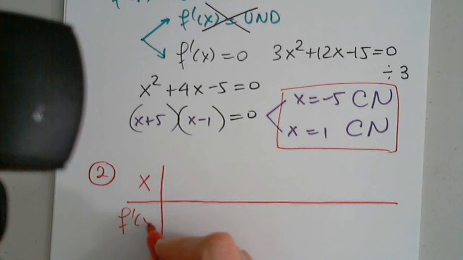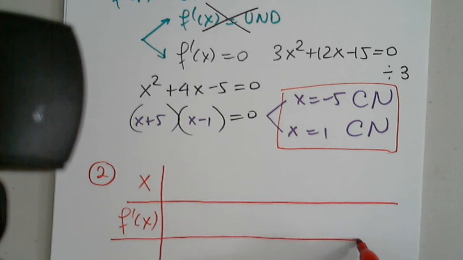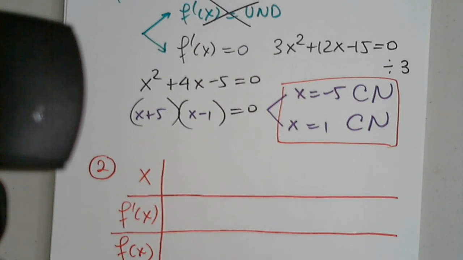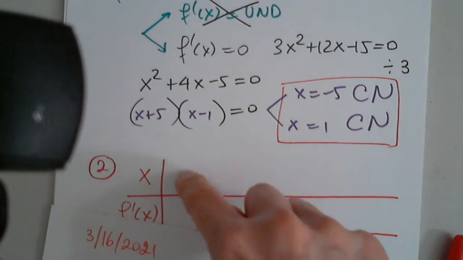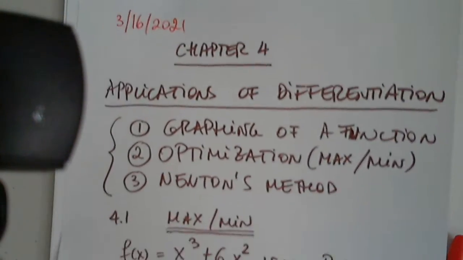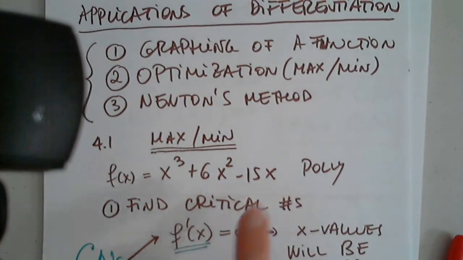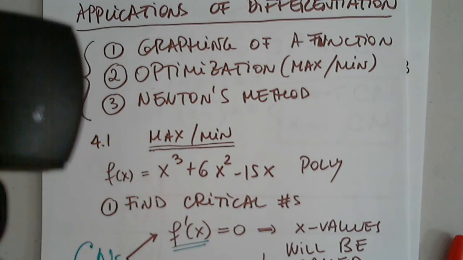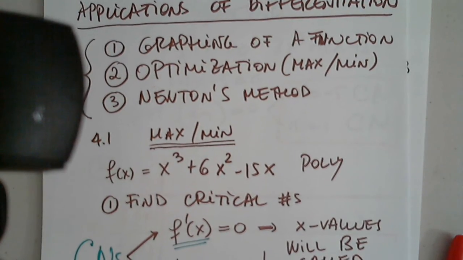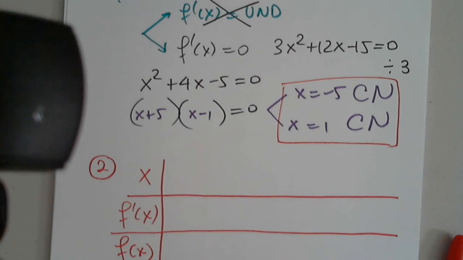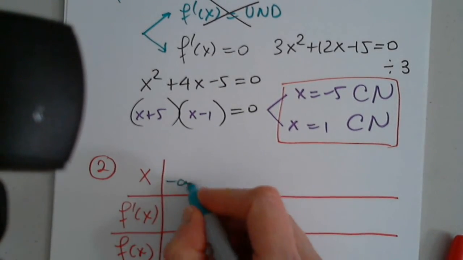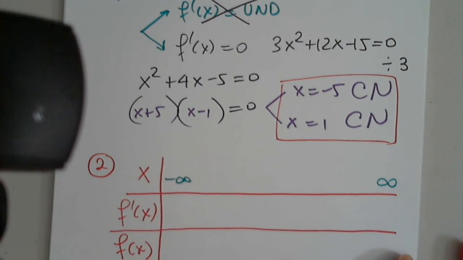So first row, f prime of x. The next row, f of x. What is the domain of this function? So I know what to put here. Can anyone give us a domain of this function? Negative infinity to positive infinity. Very good. Thank you, Jordan. Indeed. It's polynomial, all real numbers.